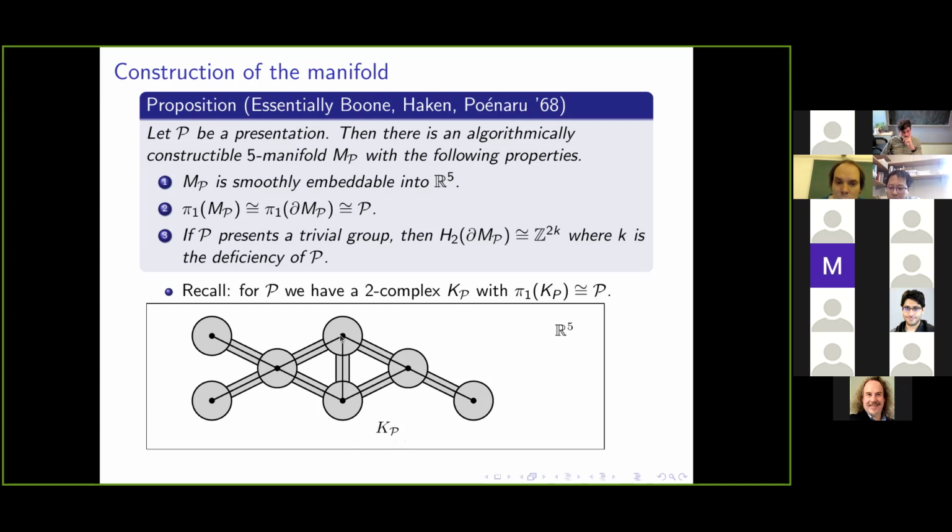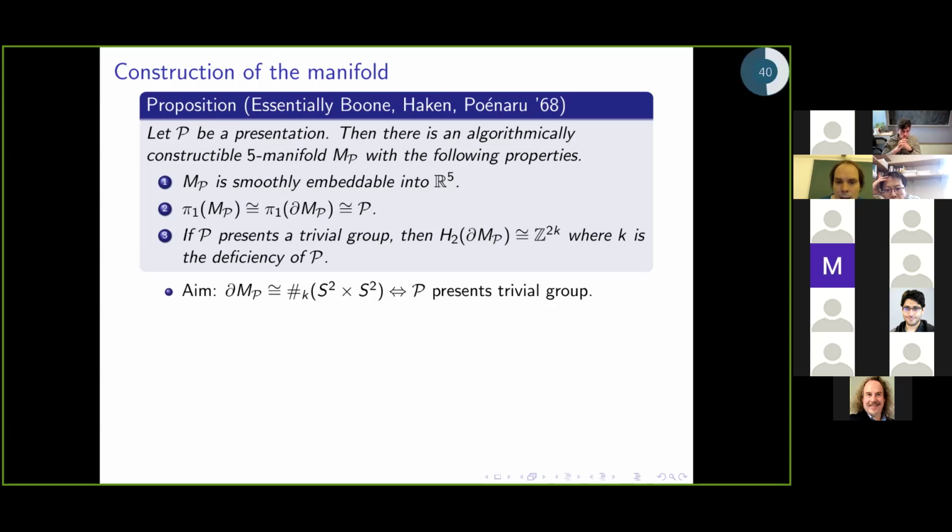It's also not that difficult to check that the fundamental group of the boundary is isomorphic to the fundamental group of the manifold. And this third property, I already said that the computation of homology is also not too difficult. This one I will skip.